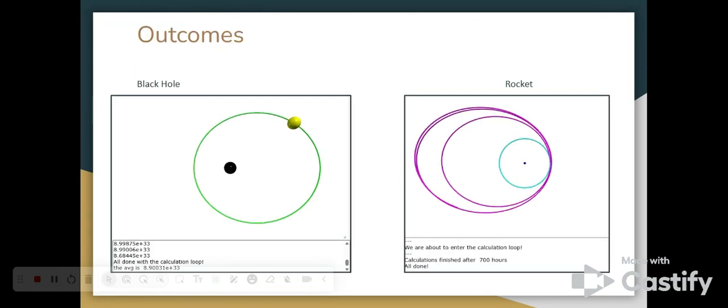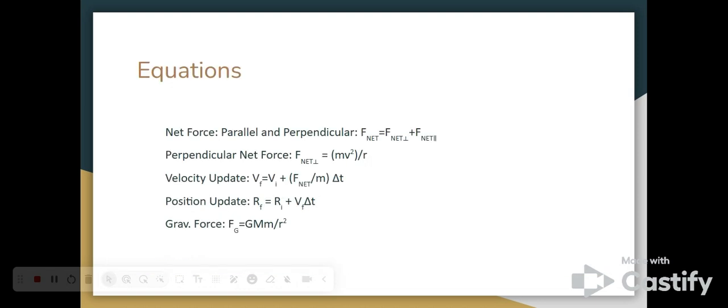Here are the outcomes. On the left, you have the black hole. We have the planet orbiting the black hole, and we have the average mass of the black hole given to us by 8.90031 times 10 to the 33rd kilograms, which makes sense. Black holes are super dense and very heavy. And on the right, you have a rocket that we guessed the correct escape velocities for it to sustain orbit but also not crash.